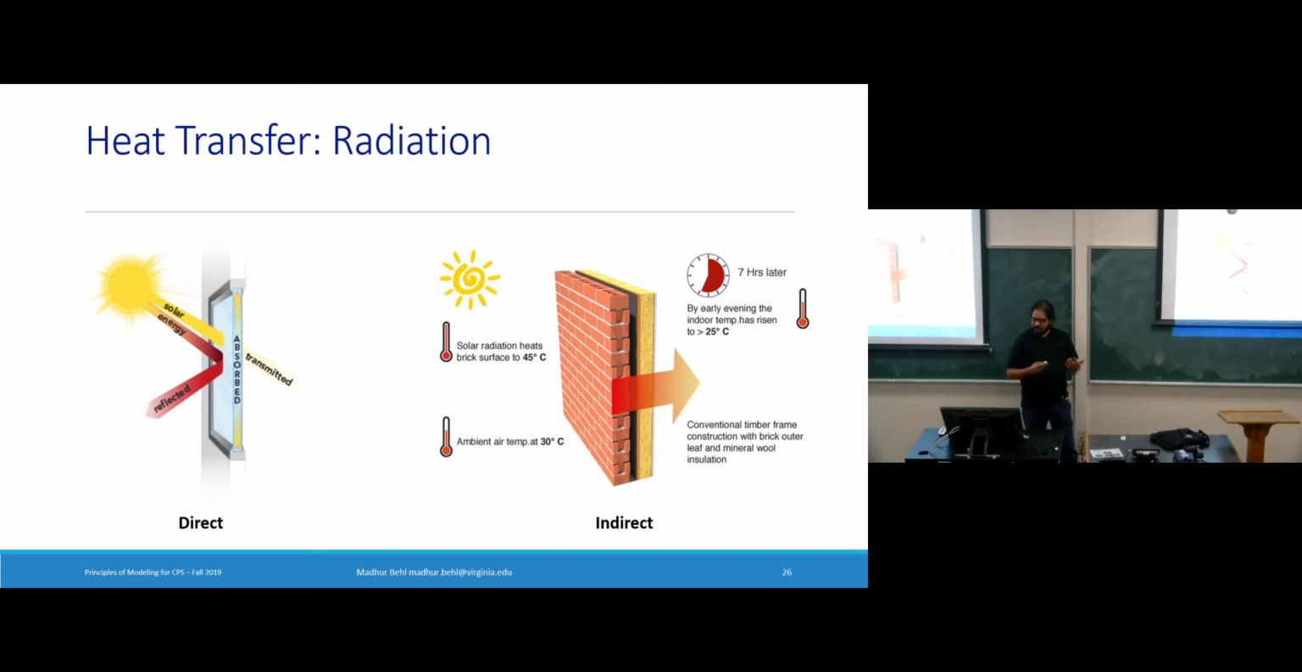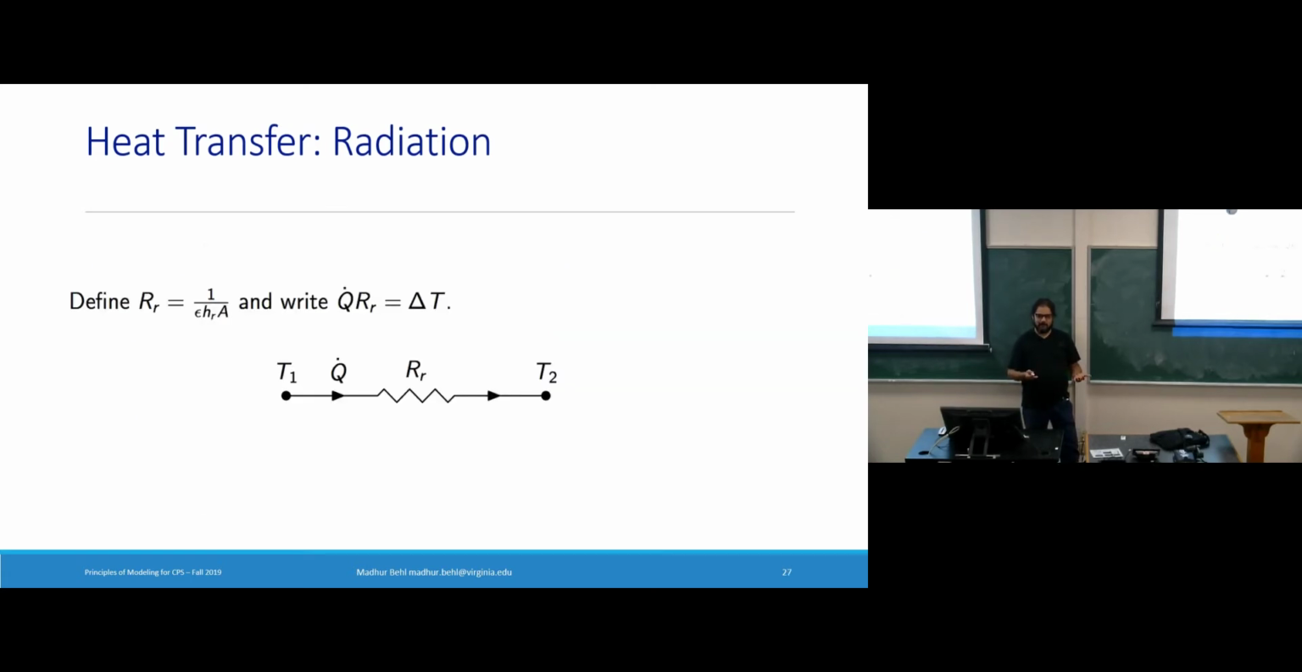So the good news again is this is exactly the same as before. The only difference is that we are changing how we define our resistance, based on how it appears in this equation of Q times the resistance equals delta T. The equation is the same for conduction, convection, and radiation. It's just the definition of the resistance which changes.